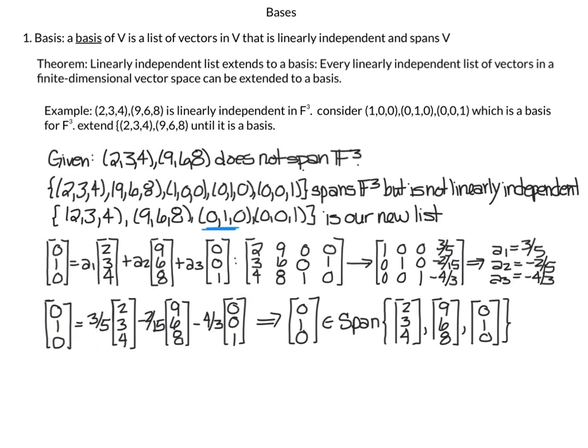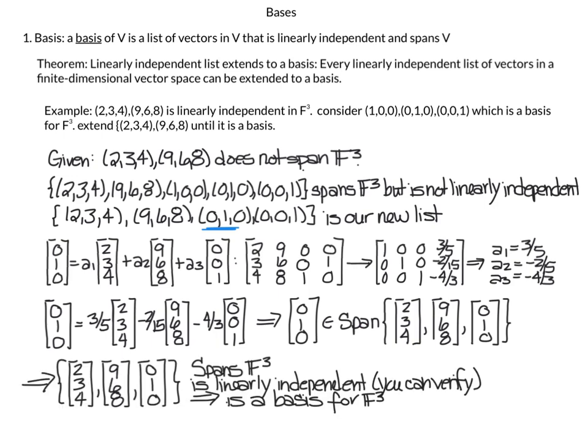So in other words, (0, 1, 0) is in the span of (2, 3, 4), (9, 6, 8), and (0, 1, 0). Which means I can throw it out, and now I have the vectors (2, 3, 4), (9, 6, 8), and (0, 1, 0). They still span F3, because the 2 vectors I threw out were just linear combinations of my other 3 vectors. And these 3 vectors are linearly independent. You can verify, or you can trust me for now, and later we'll have a theorem, a few chapters from now, that will say that that's the case. And therefore, these 3 vectors are a basis for F3.